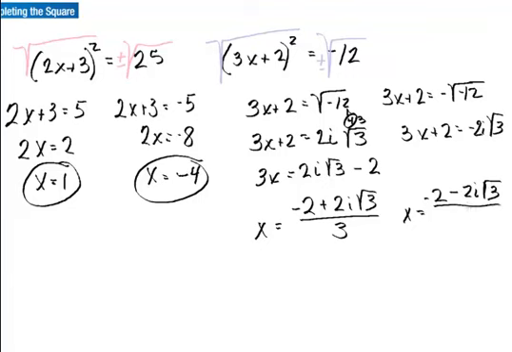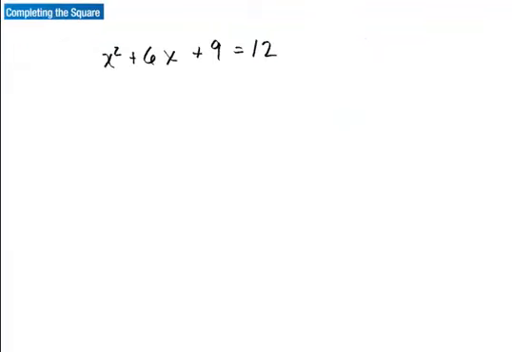If you walk through the algebra of this, you'll see that one's a plus and one's a minus. You could write them if you want to as negative 2 plus minus 2i square root of 3, over 3. That'd be a totally acceptable way to write this one.